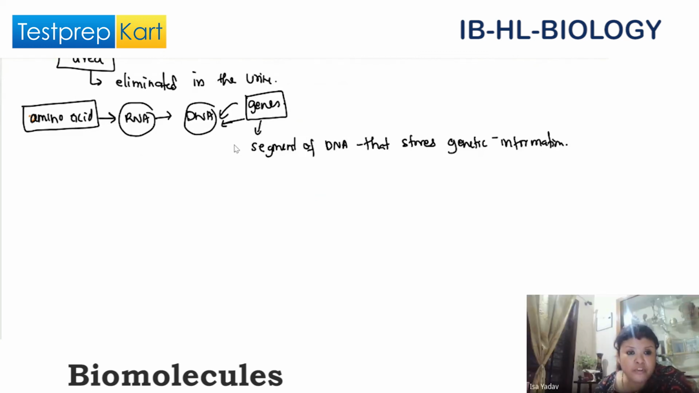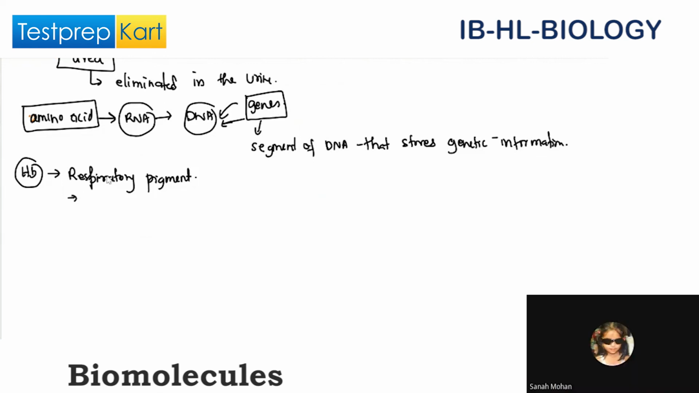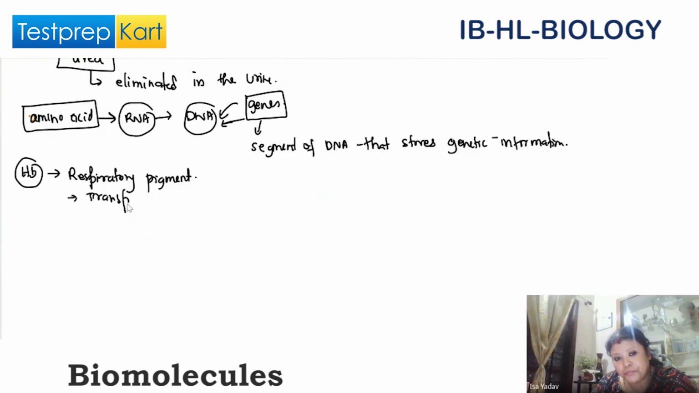So we have hemoglobin, which consists of two alpha and two beta chains. These are polypeptide chains. Like this, we may have innumerable proteins. So let us start with hemoglobin. HB is hemoglobin. It is the respiratory pigment in the body. It will help in the transport of gases, that is O2 and CO2.